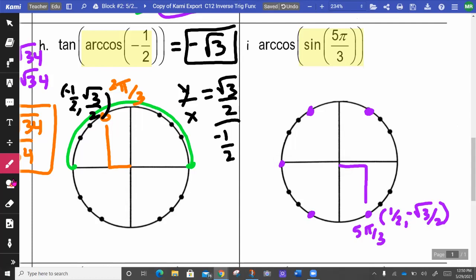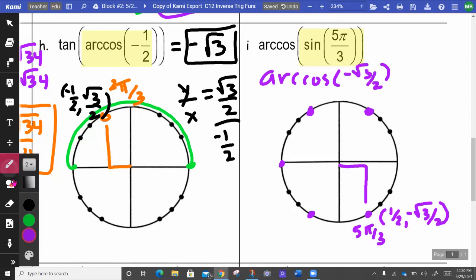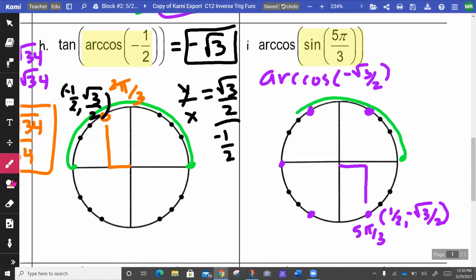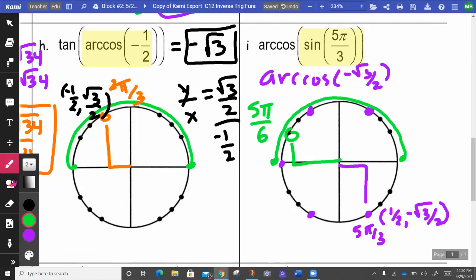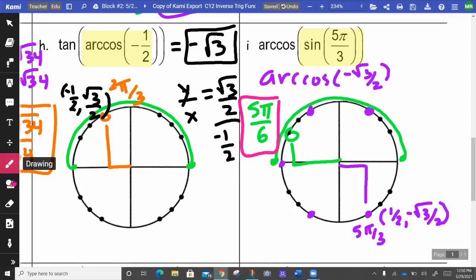And then I want arc cosine of that answer. And that answer for sine at that angle is negative root 3/2. So now I'm taking an arc cosine. And my arc cosine goes from here to here. And I want to know where is my cosine in negative root 3/2. So that's going to be long, short. That puts me here. And that final answer is going to be 5 pi 6. And that 5 pi 6 is our answer.